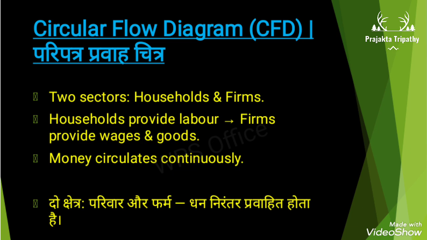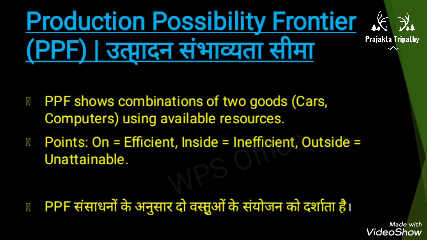Now, we will study model number 2, Production Possibility Frontier (PPF). दूसरा मॉडल है Production Possibility Frontier. PPF is a graph that shows the combination of different outputs like cars and computers that an economy can produce given its available resources and technology.